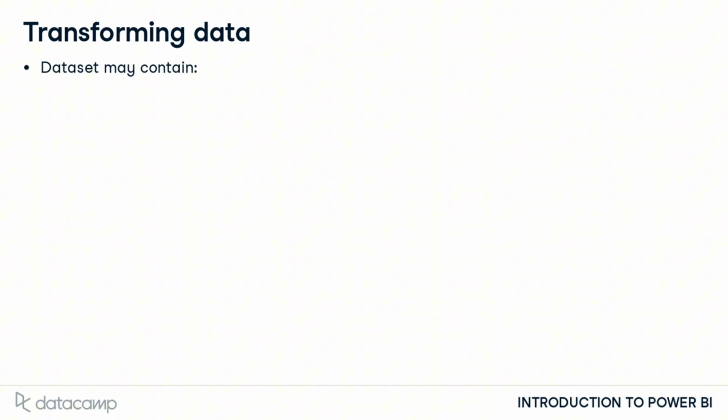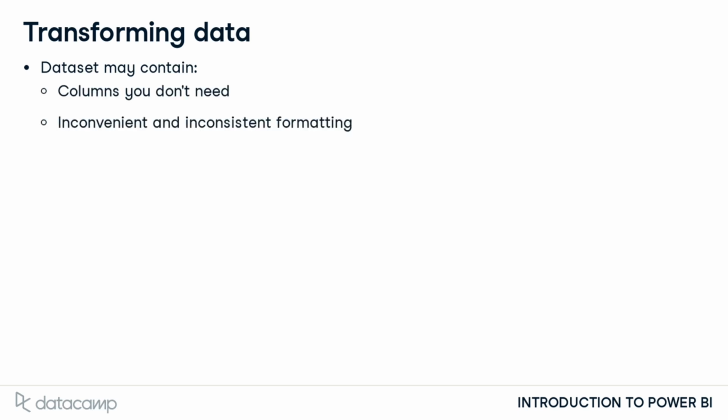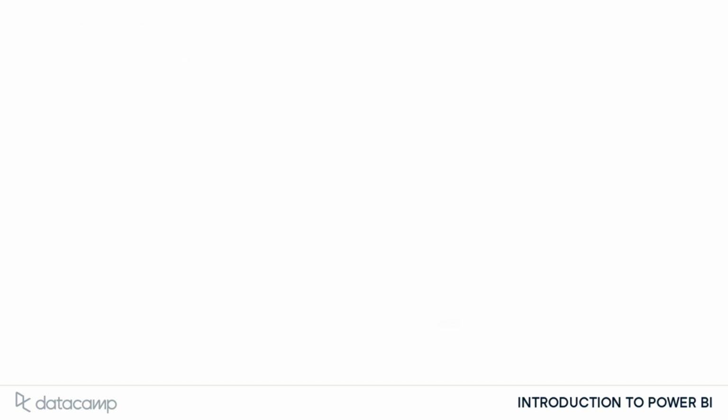Depending on what you want to do, there may be columns you don't need or inconvenient and inconsistent formatting of values. Often there are processing errors that cause extra characters or blank rows. These are just a few examples. This type of transformation is often referred to as cleaning data.